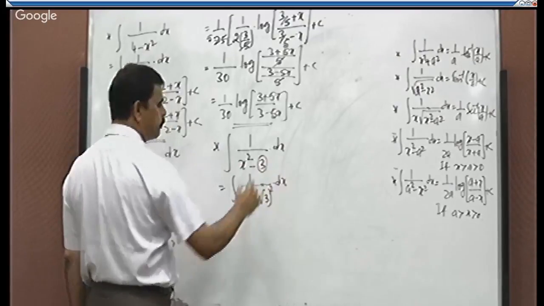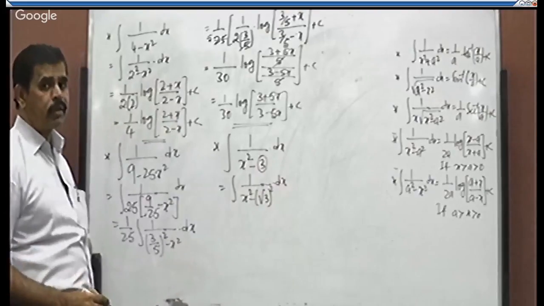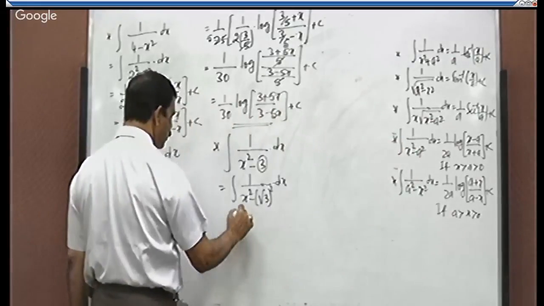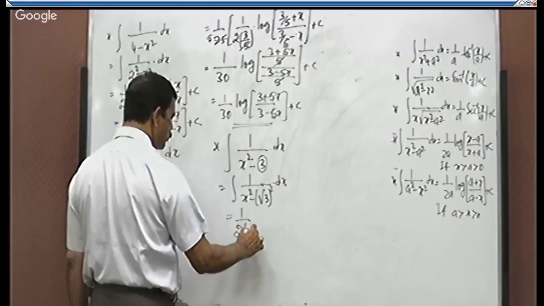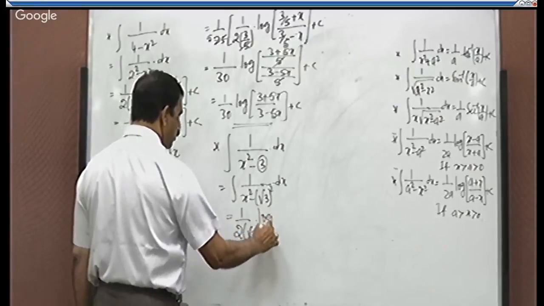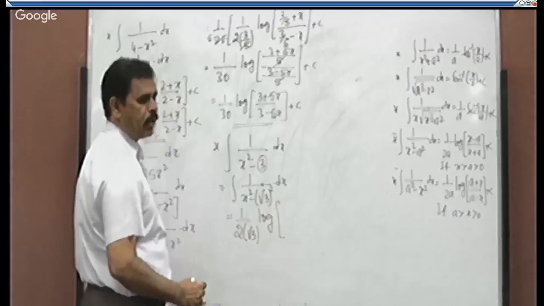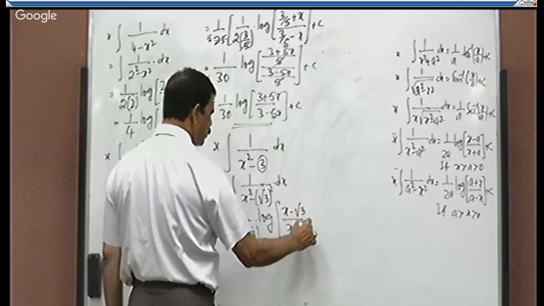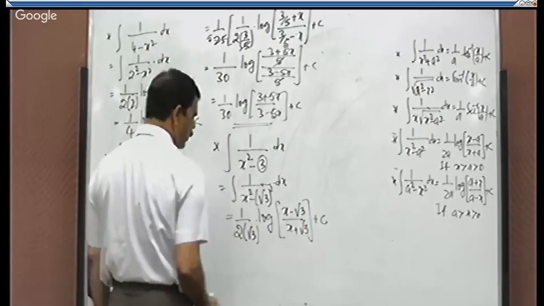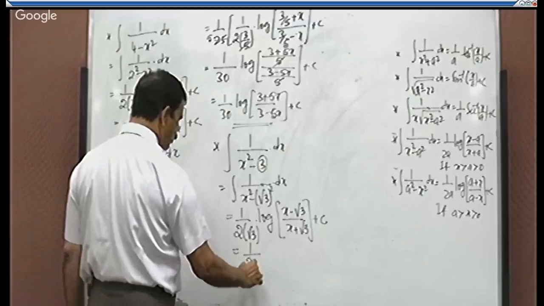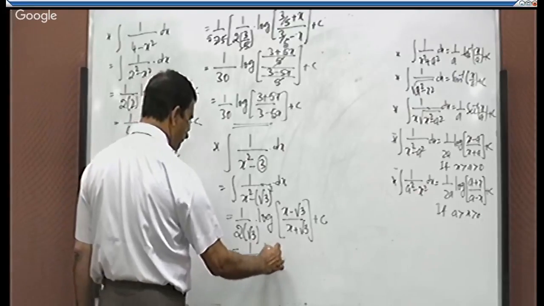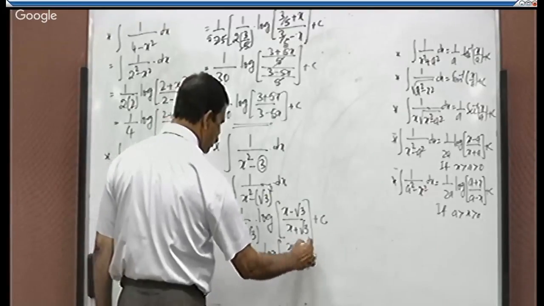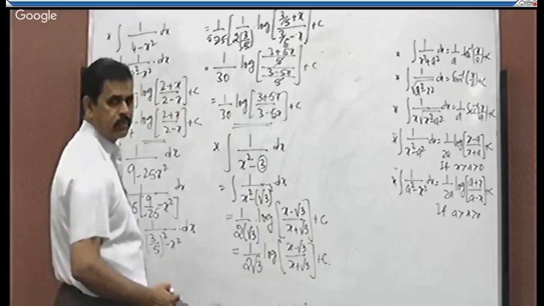Now, it is in which form? It is 1 by x square minus a square form. 1 by x square minus a square. What is the answer? It is 1 by 2a into log of x minus a divided by x plus a plus c. That is equal to 1 by 2 root 3 into log of x minus root 3 divided by x plus root 3 plus c. Is it right?